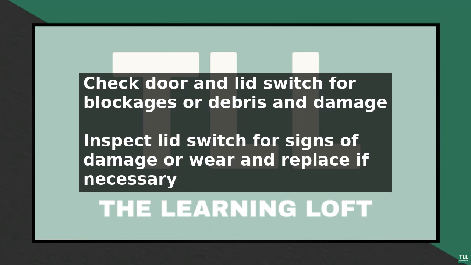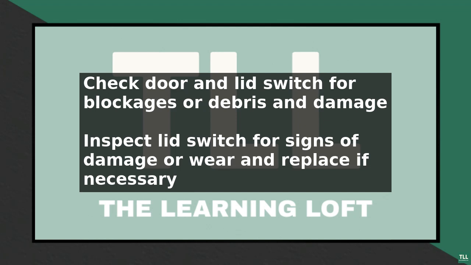Next, check the door lock mechanism for any issues. The door lock mechanism is usually located at the top of the washer-dryer door. If the mechanism is faulty, it may not be engaging properly, causing the FD error code. Try resetting the door lock mechanism by unplugging the appliance and plugging it back in.